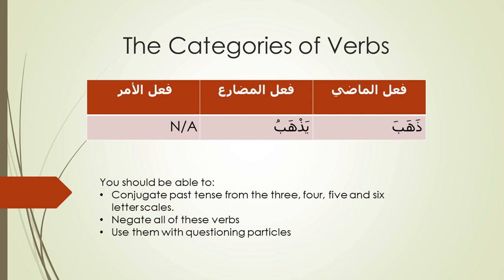However, ma comes with other meanings. In this case, this ma is for a negation. And you should also know how to use them with the questioning particles. How many did we take? We took 2. They were? Hal and the hamza. And examples? No, not inda. Inda is not a verb.